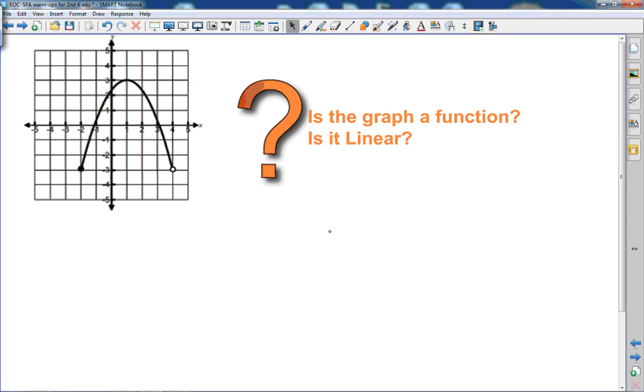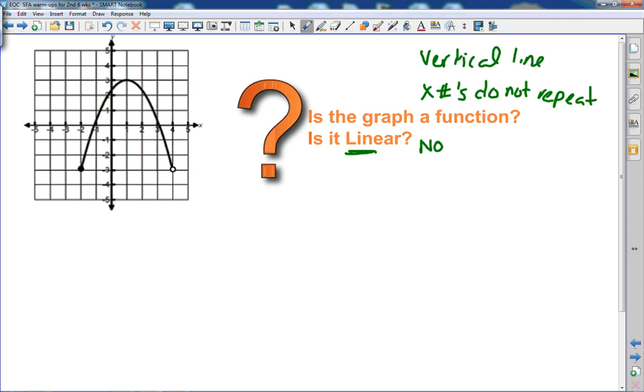Is the graph a function, and is it linear? Well, first off, is it linear? Is it a straight line? No. But is it a function? A function means that the x numbers do not repeat. Remember, there's also the vertical line test. So if I draw a vertical line, straight down, it's only going to touch my graph in one spot. So yes, it is a function because it only touches in one spot, but it's not linear. It doesn't make a straight line.